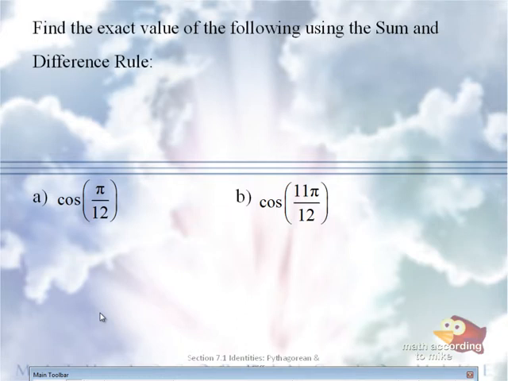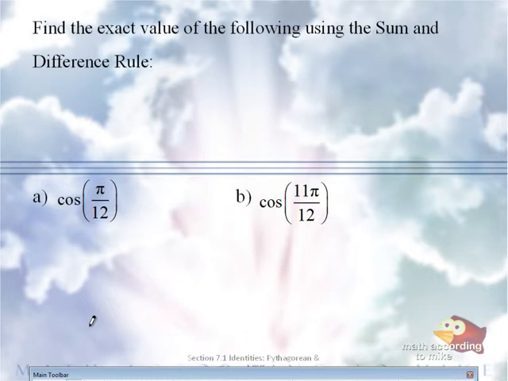Find the exact value of the following using the sum and difference rule. Cosine of pi over 12. Here's the deal. I'm asking for the exact value. So if you throw this into your calculator and give it a decimal, that decimal is not the exact value. It's an approximate value because these values go on forever. So unless you're willing to write out every single digit, which will take you a while, then what I suggest you do is use these rules.